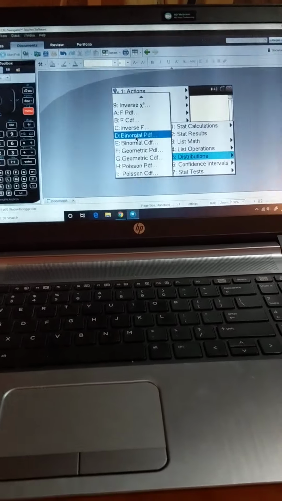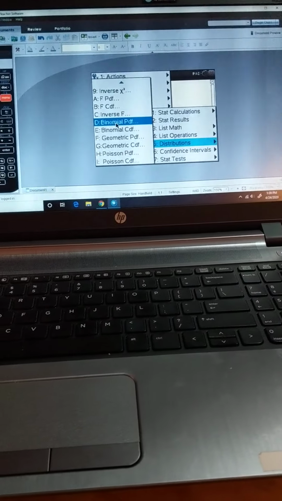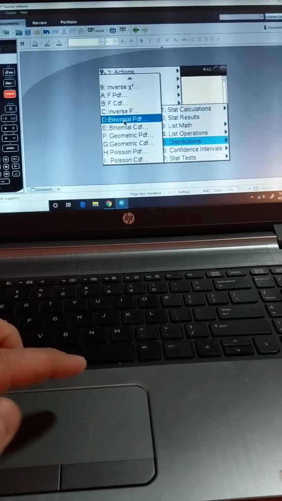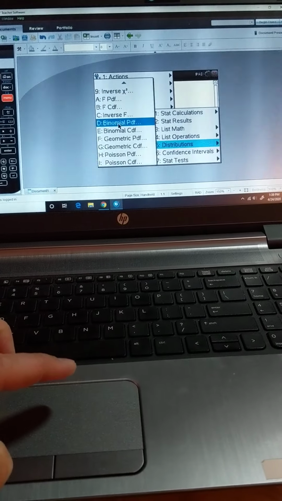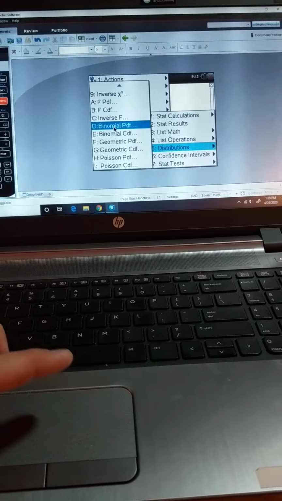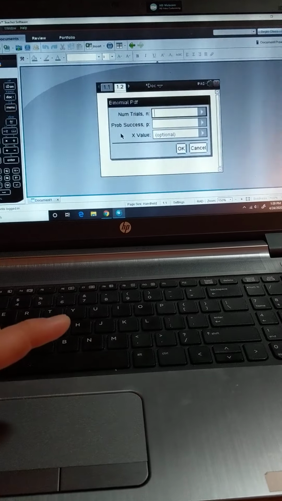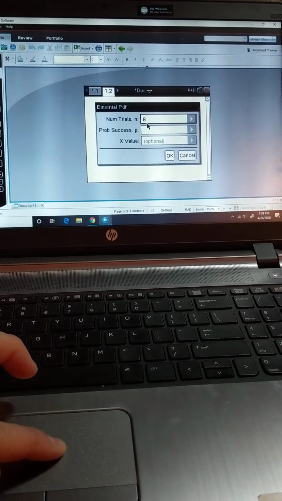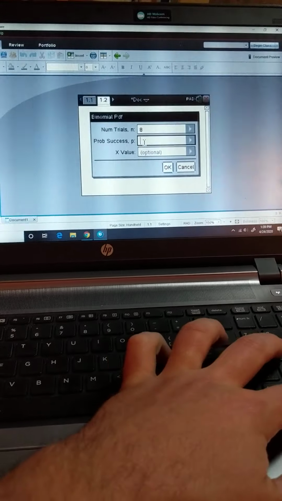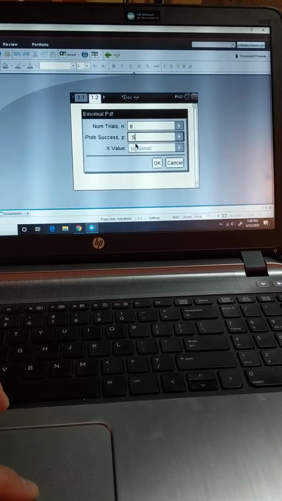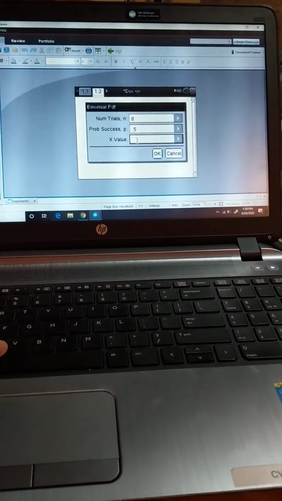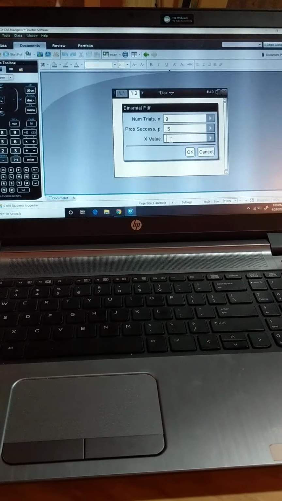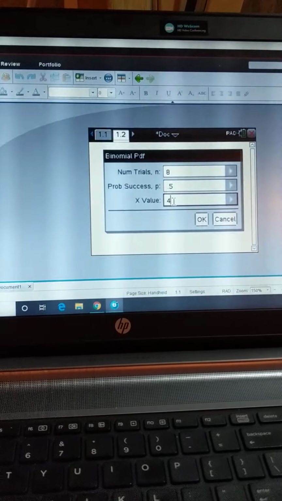So let's go back to that example I was talking about flipping a coin 8 times. There's a 50-50 shot of flipping heads. So what's the probability of getting exactly 4 heads given that I flip it 8 times? So binomial PDF, number of trials, that will be 8. The probability of success in decimal form is 50%. And the X value, it says it's optional because if we don't put in a value, it's just going to give us the probabilities of 0 through 8. We don't want that. We want specifically 4.